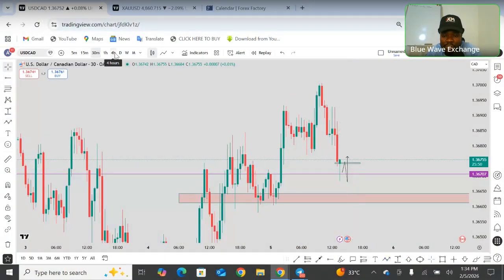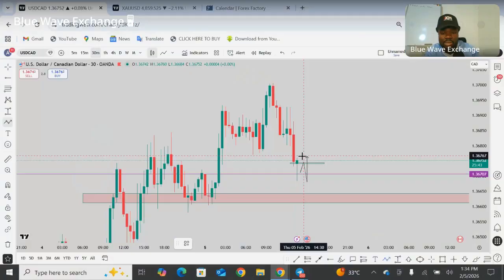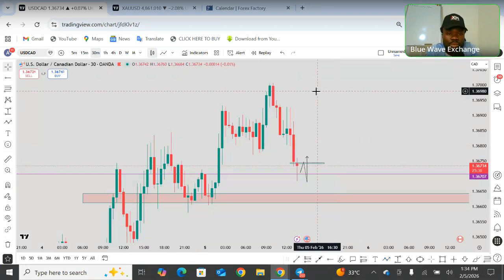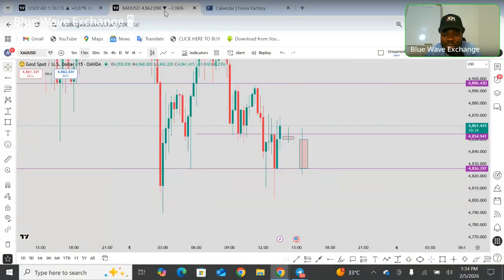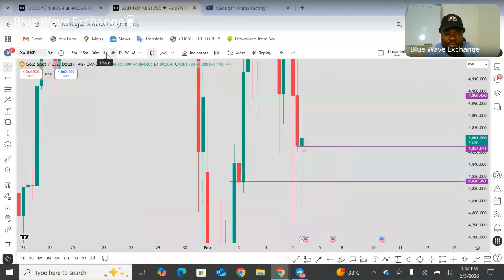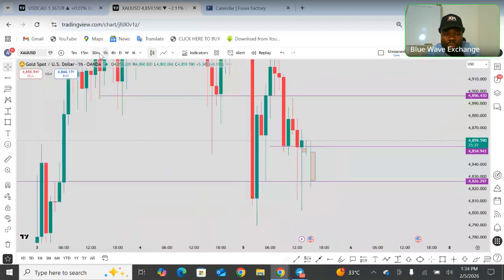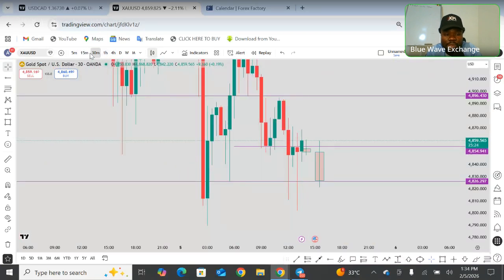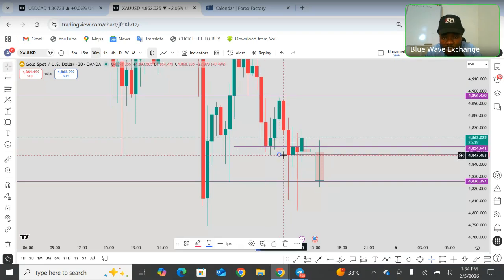So that's it for USD CAD. I would love to see a shift in trend before I go forward with the buy. Gold, the support hasn't been formed yet. The support hasn't been formed. So we have a rejection over here.